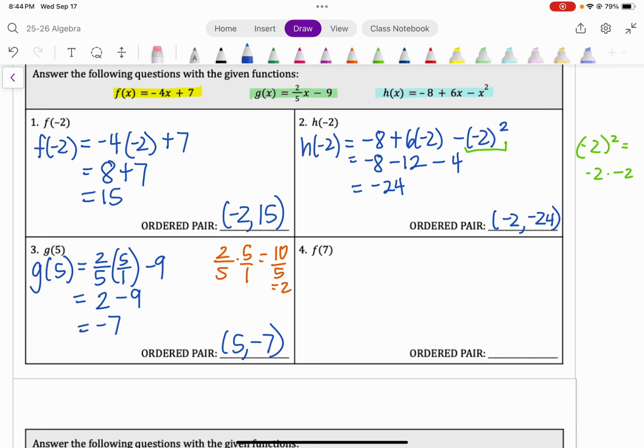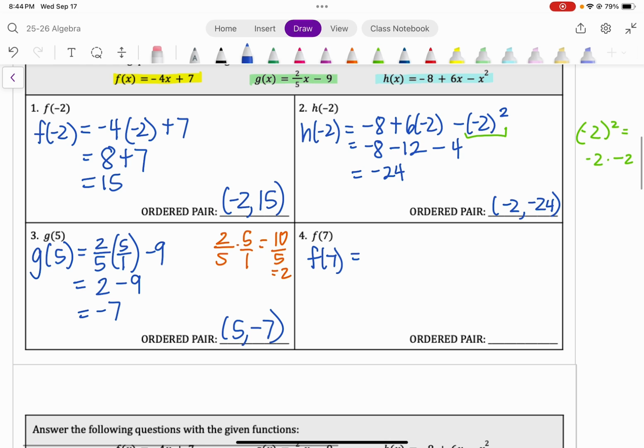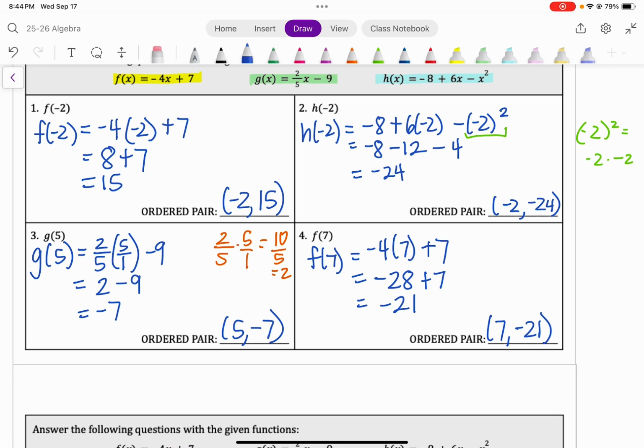Then we have f of 7, so that's the yellow equation. f of 7 equals -4 times 7 plus 7. So -28 plus 7 is -21. So my input was 7, my output was -21.